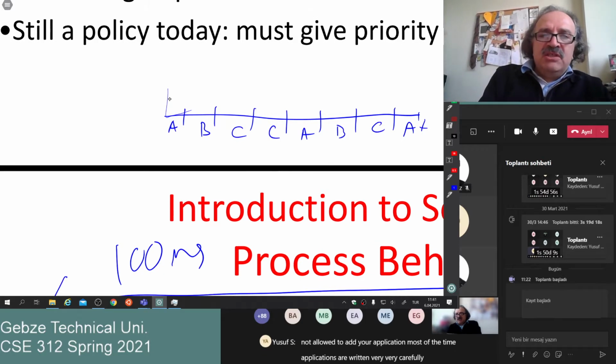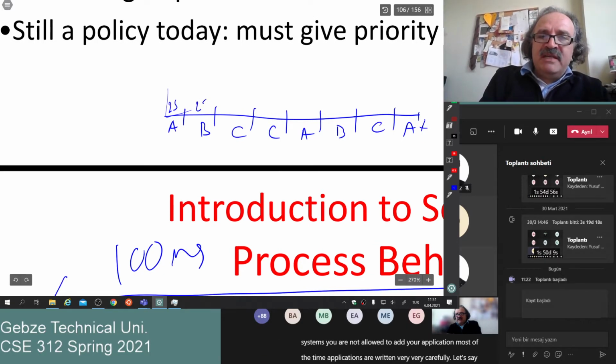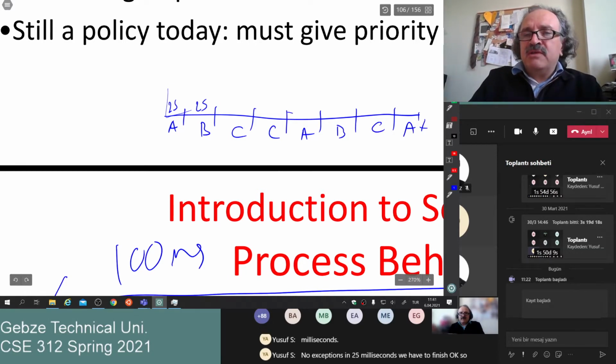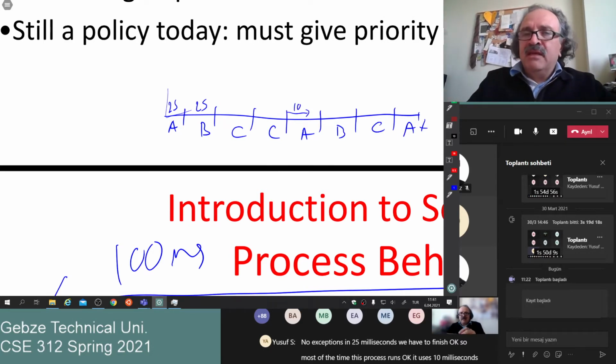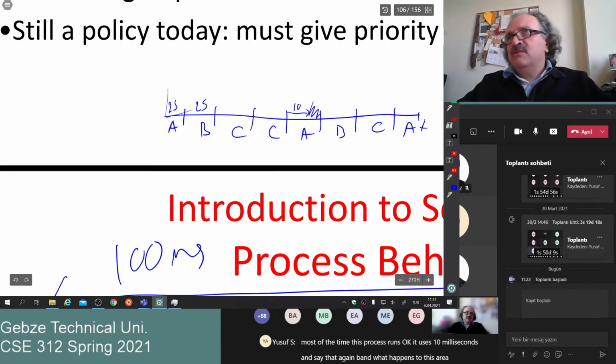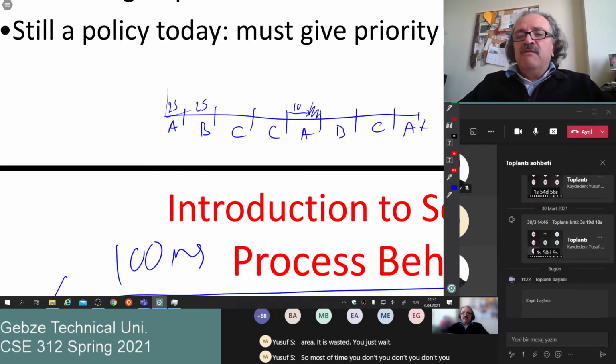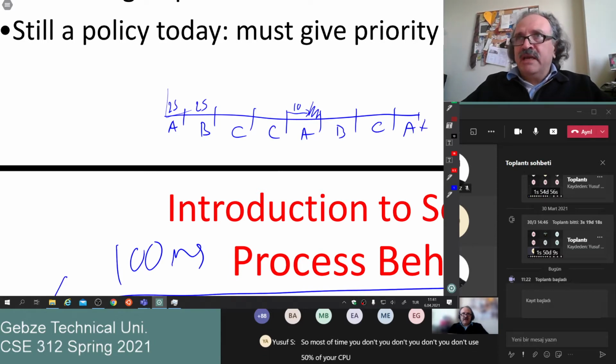Let's say each slot here is 25 milliseconds. When they start, they have to finish in 25 milliseconds. No exceptions. In 25 milliseconds, you have to finish. Most of the time, this process runs, it uses 10 milliseconds and it says, okay, I'm done. What happens to this area? It is wasted. You just wait. So most of the time you don't use 50% of your CPU time for the real-time operating systems. So the case is very different for the real-time systems.